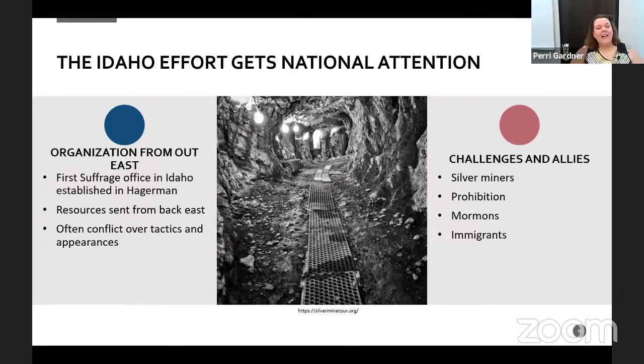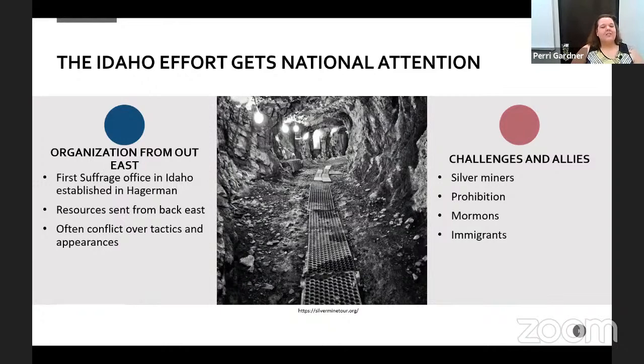However, allies, LDS settlers, were much in favor of prohibition and so saw enfranchising women, their wives, their daughters, as a way of more firmly expressing their values and adding the potential of prohibition in the state.